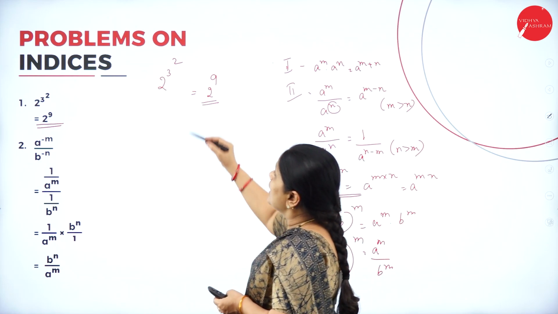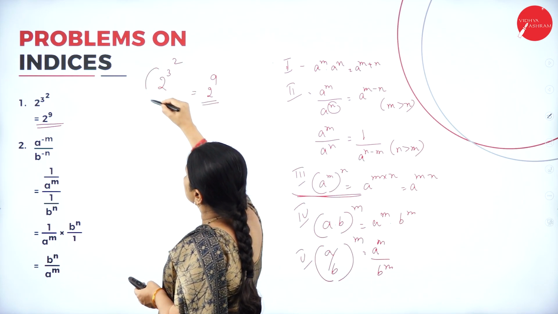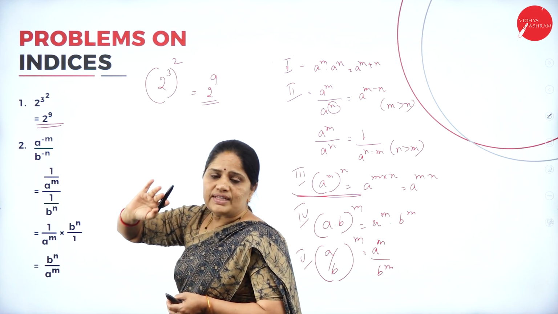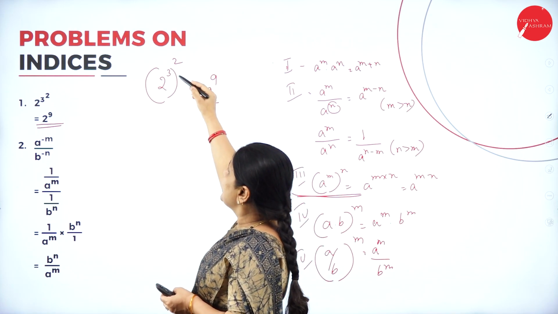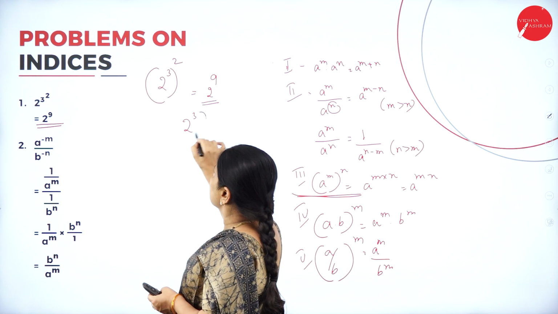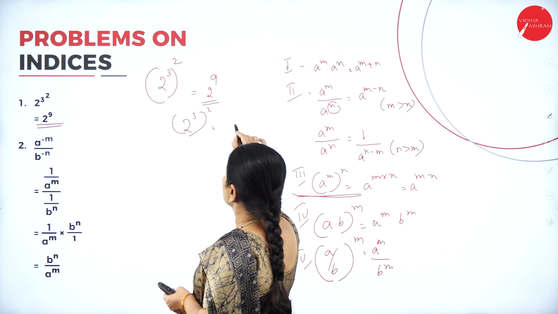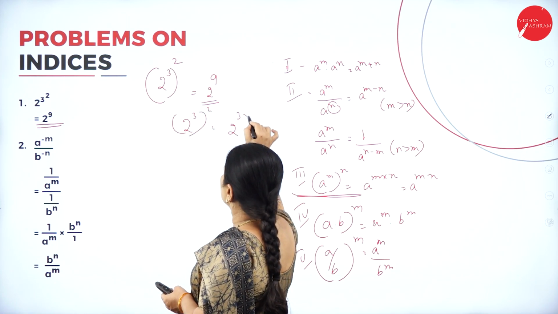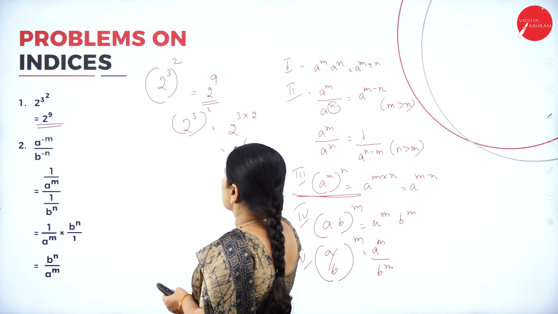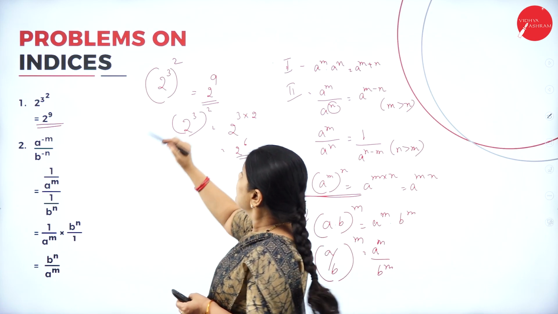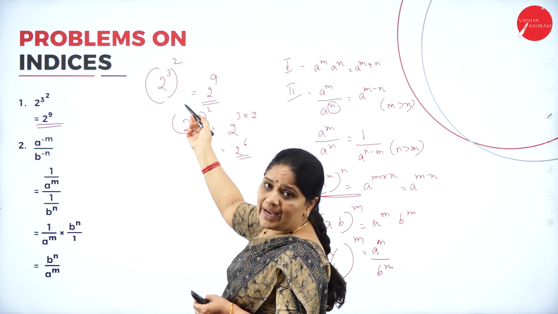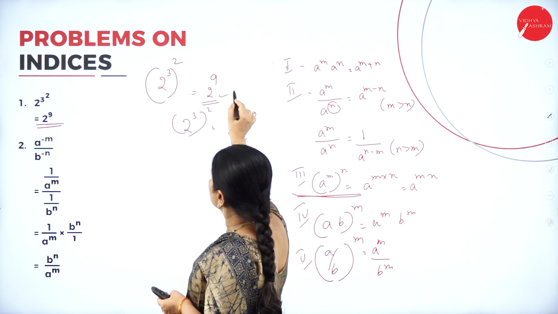So, you cannot multiply when there is no bracket. Only if there is a bracket, you can multiply. If the expression was given as 2 cube the whole square, then you could have done 2 to the power of 3 into 2, that is 2 to the power of 6. So, when there is no bracket, you have to directly square this power and hence you get 2 to the power of 9.